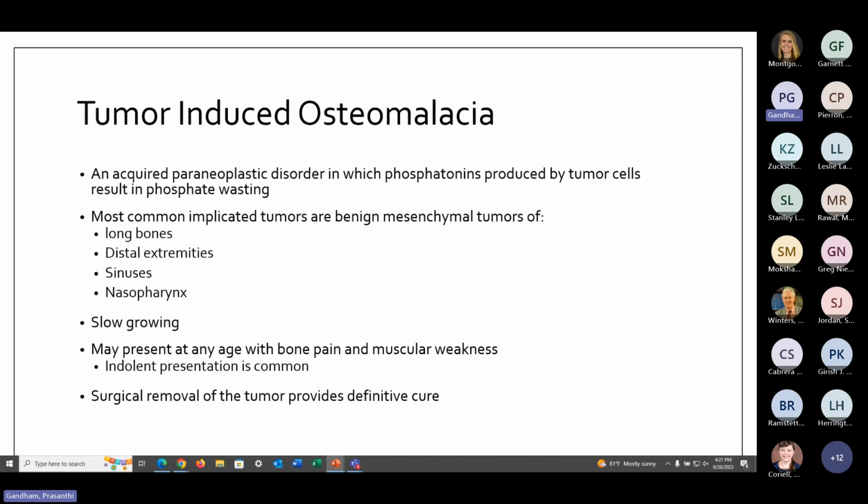The tumors are oftentimes slow growing, and so an indolent presentation is very common as far as any bony changes. But you can present at any age with bone pain and muscular weakness, and typically there's a definitive cure provided by surgical removal of the tumor.